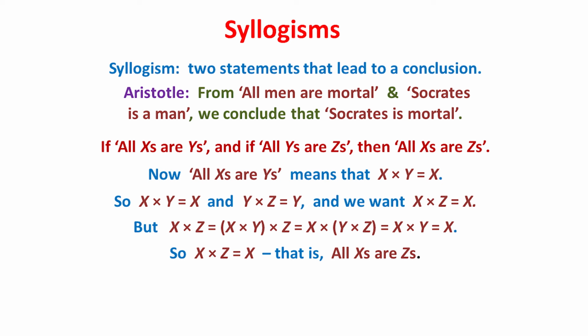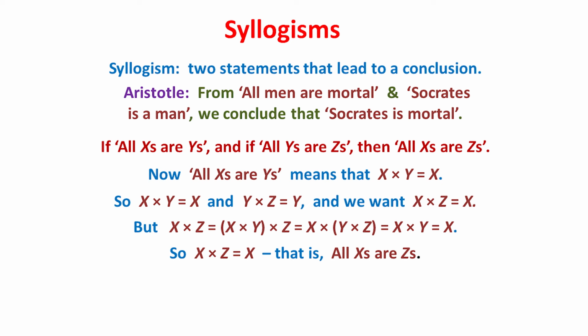To do so, he noted that the statement, all x's are y's, means that everything in x is also in y. And so x times y, all the things in both, is just x. And in the same way, the statement, all y's are z's, means that y times z equals y.